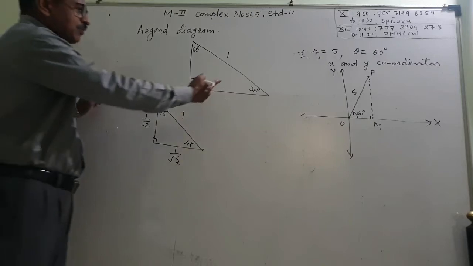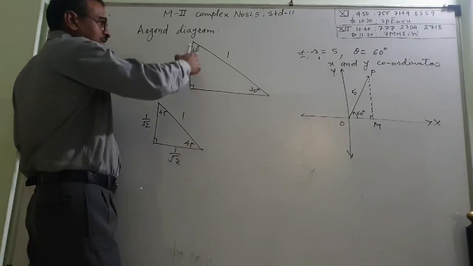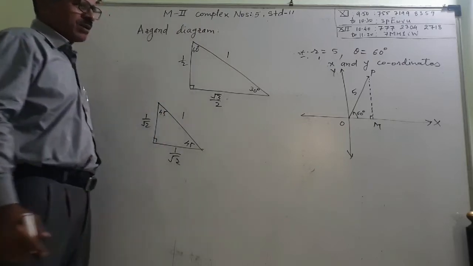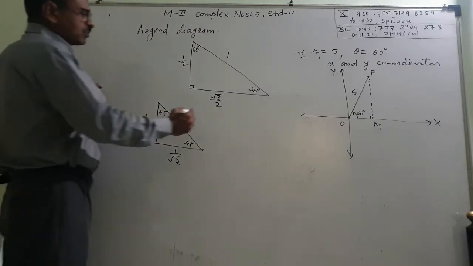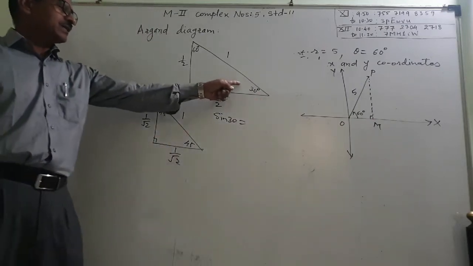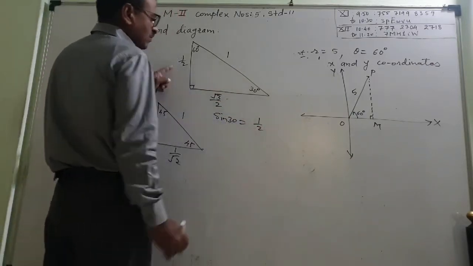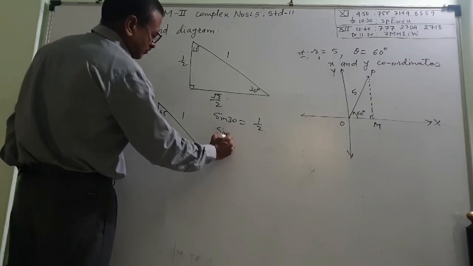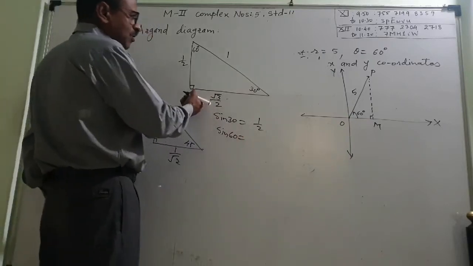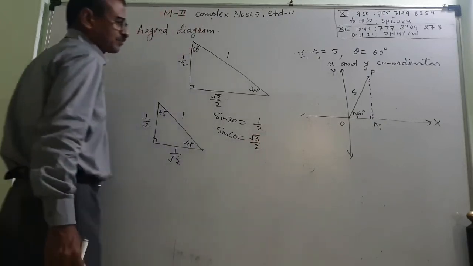Now side opposite to 30 degree is how much? Half the hypotenuse. Hypotenuse is 1, so this will be half. Side opposite to 60 degree is root 3 upon 2 into hypotenuse. Hypotenuse is 1. So from this you have understood sin 30. Sin means सामने वाली, तो इसके सामने वाली कौन है? 1 upon 2. I want to find sin 60. 60 के सामने वाली कौन है? रूट 3 upon 2, क्योंकि upon 1 है hypotenuse. So sin 60 is root 3 upon 2.